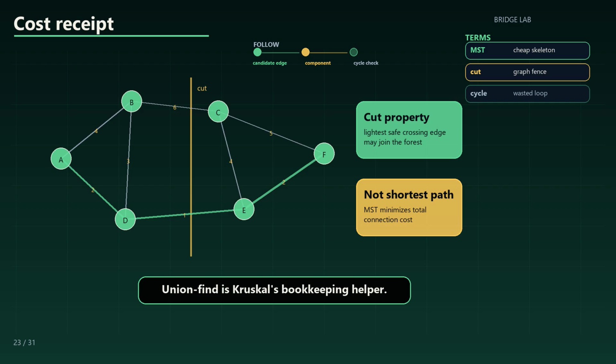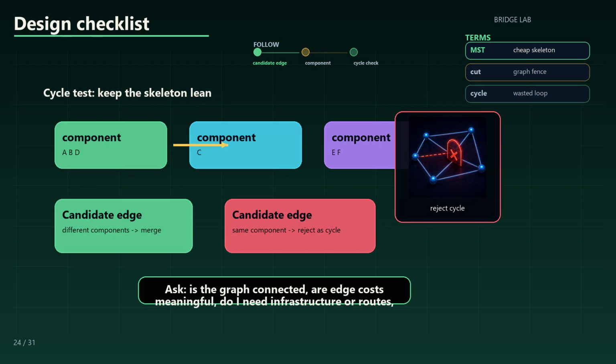Union-find is Kruskal's bookkeeping helper. It answers one question quickly: are these two endpoints already in the same component? If yes, the edge would close a cycle. If no, the edge merges two pieces of the forest.